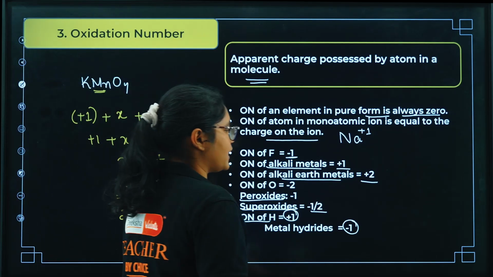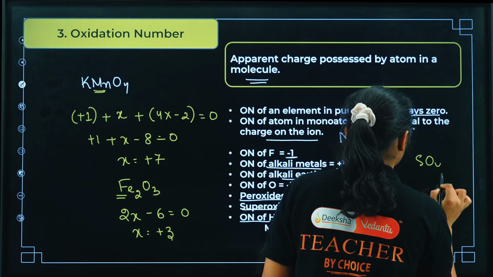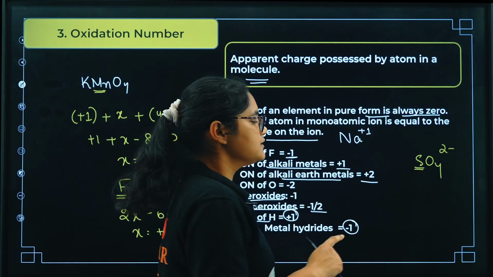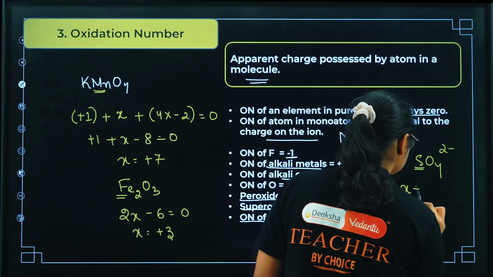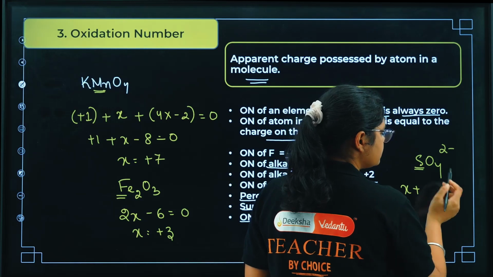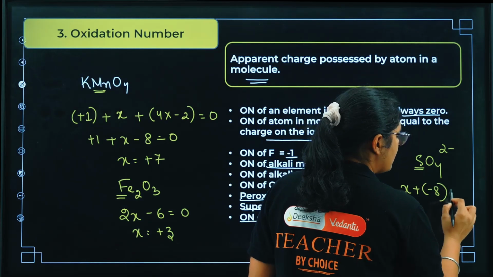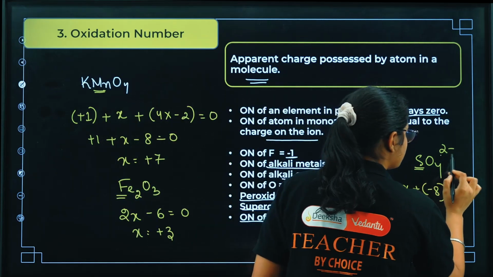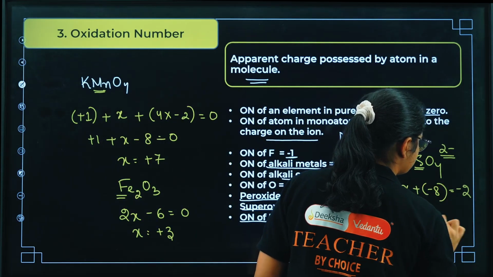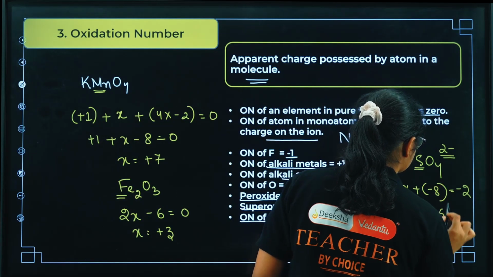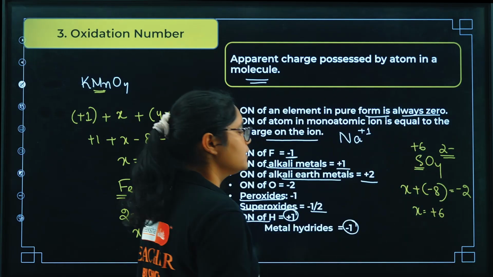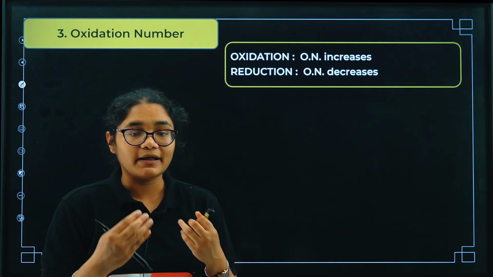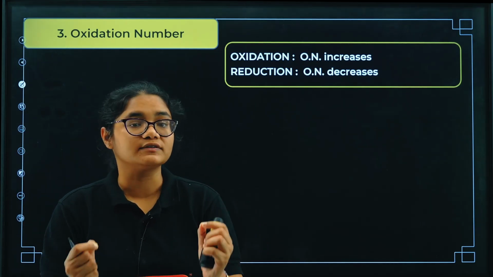Now for example, you calculate for SO4 2-. Calculate the oxidation number of sulfur. So let it be X, plus oxygen is -2, there are 4, so -8. Now here you should not put 0. Earlier I was equating it to 0, but here you see the total charge is -2, so it will become -2. So X will be equal to +6. Okay, clear?